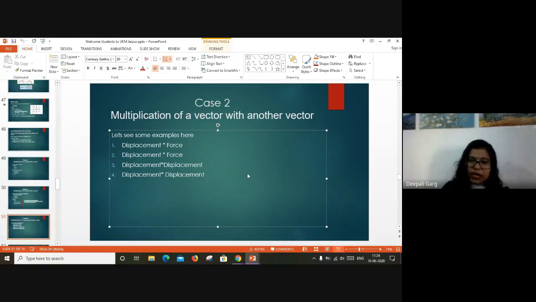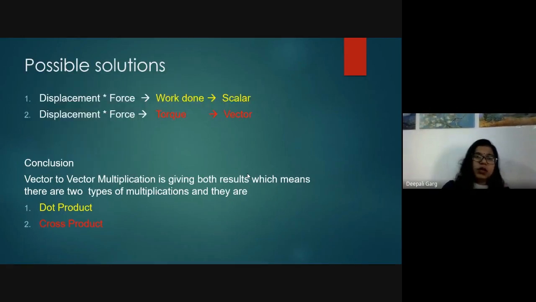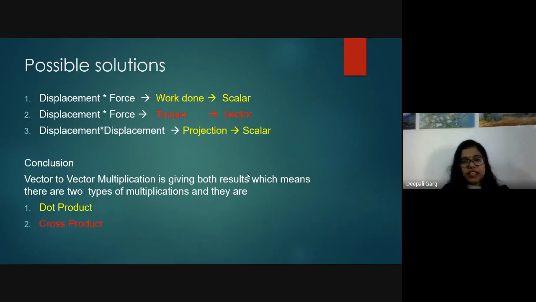Our aim is to show that multiplication between two same vectors can lead to a scalar quantity as well as a vector quantity. So these are the two examples of that. Displacement into force is work done, which is a scalar quantity, and displacement into force is torque, which is a vector quantity. Displacement into displacement can be projection, which is a scalar quantity, and displacement into displacement can be a perpendicular to the plane containing both of the vectors, which is a vector quantity.